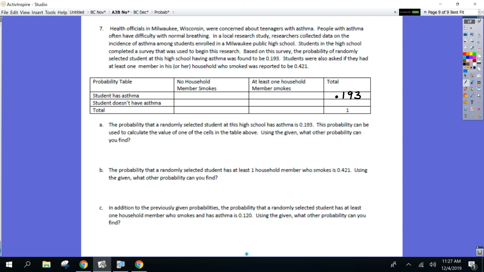All right. So part A says, oh, and there's another one, isn't there? Students were also asked if they had at least one household member who smoked, reported to be 0.421. So where's that going to go? At least one household member smokes. I've got 3 options. Total, yep.